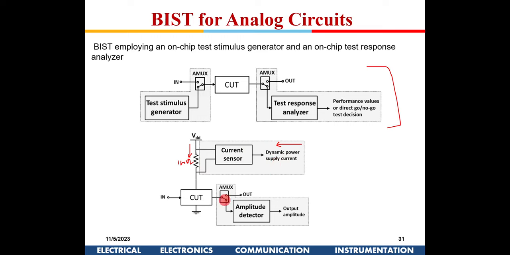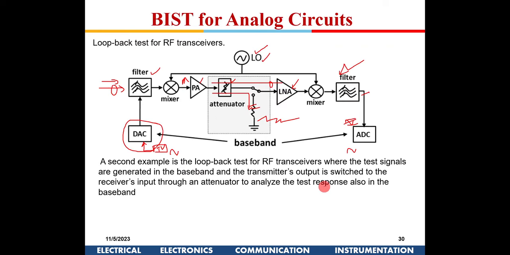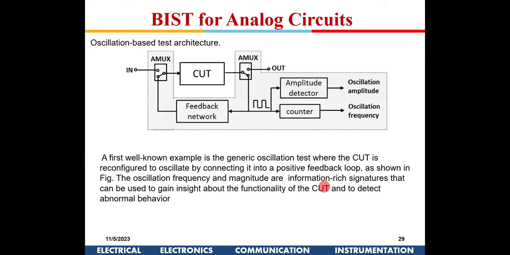Again, you could check the outputs through an amplitude detector. So these are some of the BIST tests which we could do for analog circuits. So with that, we'll end it here, and in the next class, I'll try to talk something about fault tolerant circuits. Okay.